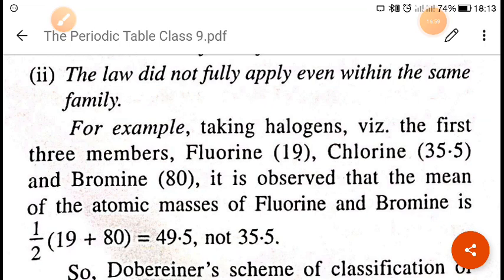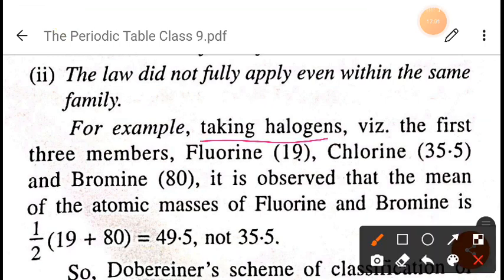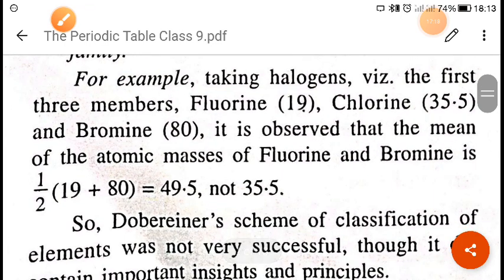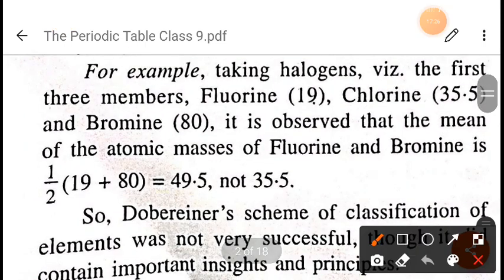An example is given by taking the halogens: fluorine, chlorine, bromine, iodine. Fluorine has an atomic mass of 19, chlorine is 35.5, and bromine is 80. When you add the atomic masses of bromine and fluorine and divide by 2, we get 49.5. But we know that chlorine has an atomic mass of 35.5, right?